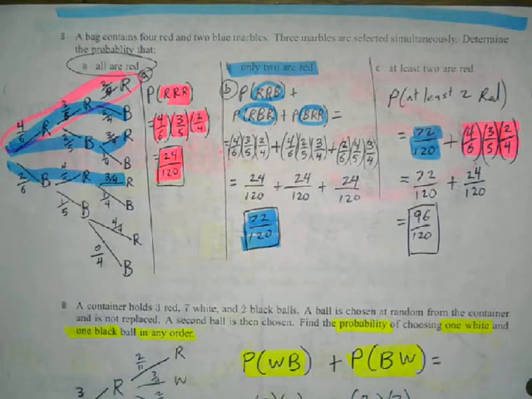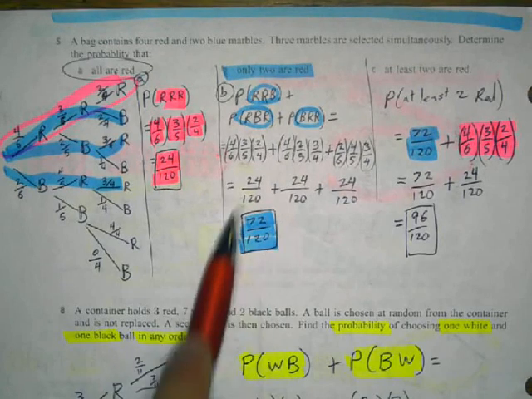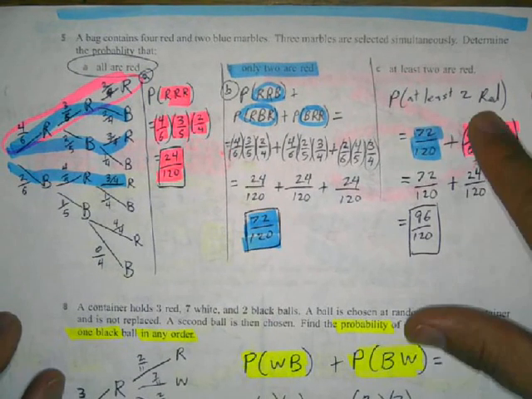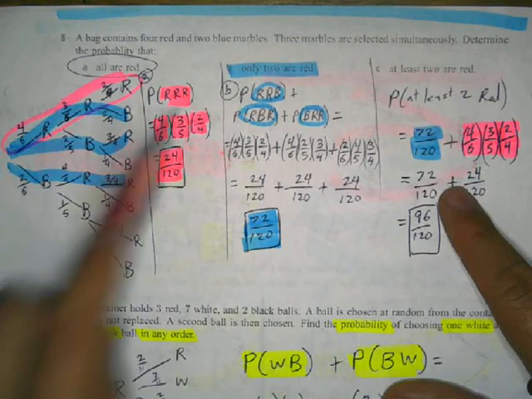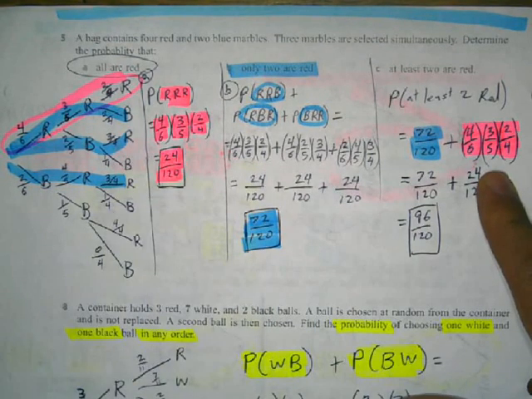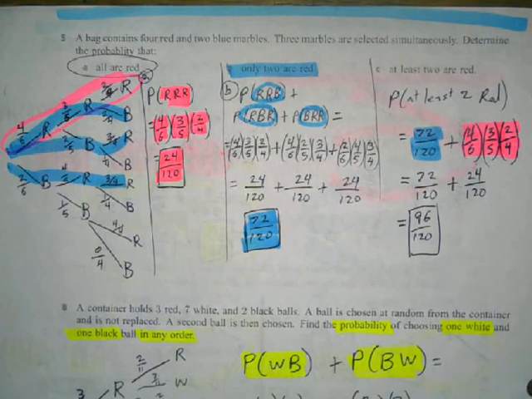Okay, add those together and we have our probability of getting 2 red. Now the probability of at least getting 2 red is the probability of 2 red plus the probability of getting 3 red, adding those together. You may want to hit pause to copy this down.